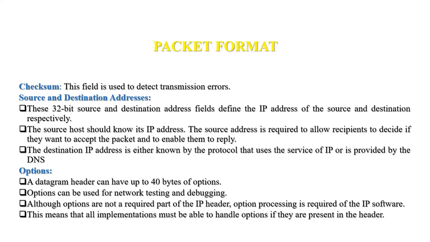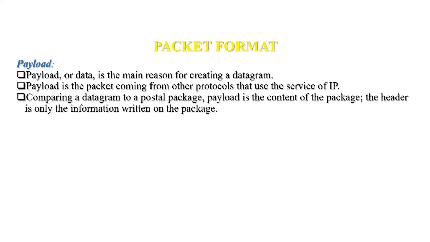Options. A datagram header can have up to 40 bytes of options. Options can be used for network testing and debugging. Although options are not a required part of the IP header, option processing is required of the IP software. This means that all the implementations must be able to handle options if they are present in the header.